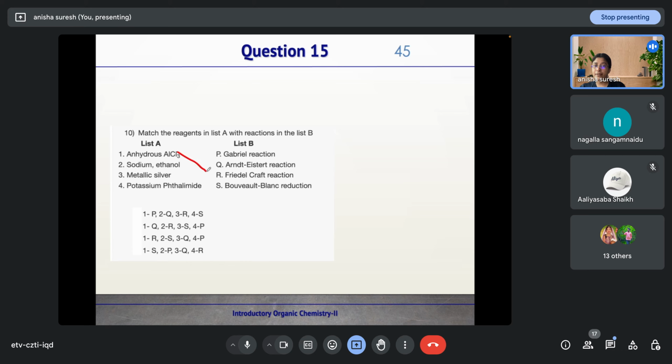So as we can see here, anhydrous AlCl3 will come for the Friedel-Crafts reaction. Sodium and ethanol will come for the Bouveault-Blanc reaction. Metallic silver is coming for the Arndt-Eistert reaction, and potassium phthalimide for the Gabriel reaction. So option C will be the right answer. Is this clear?